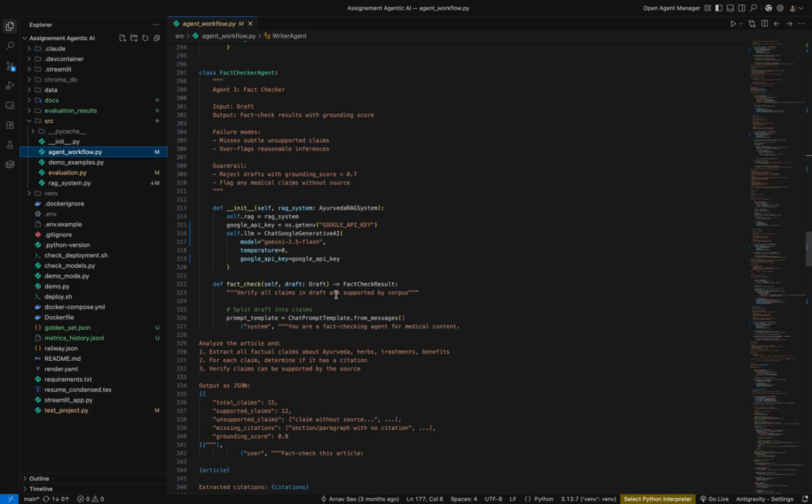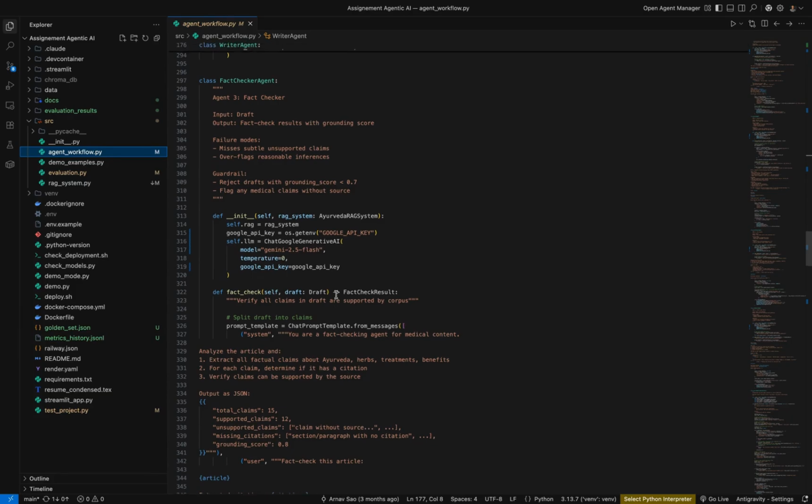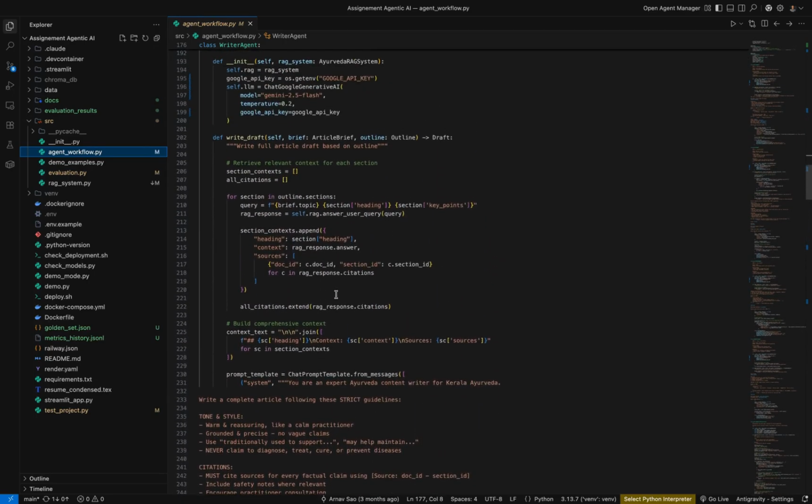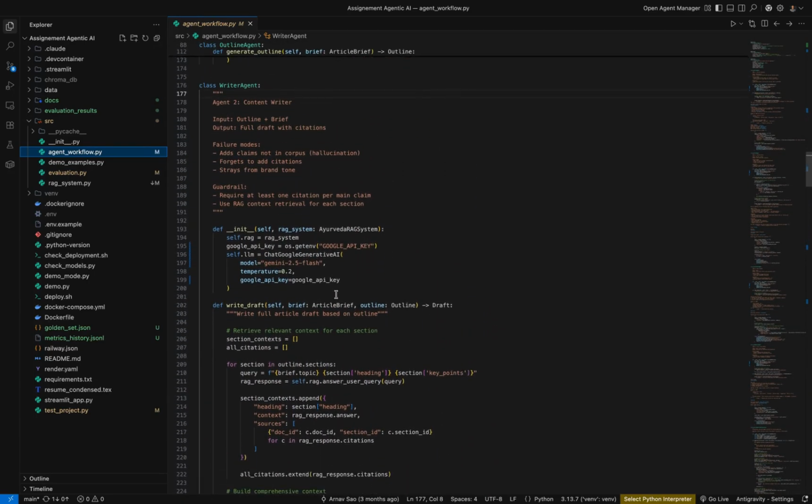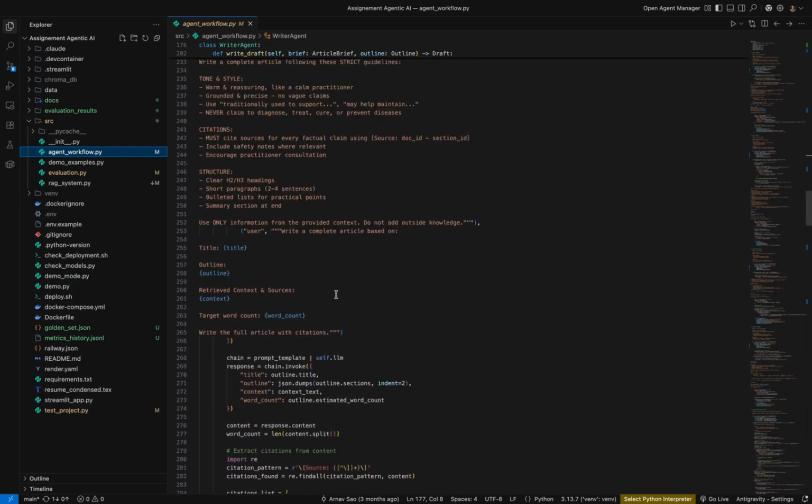Third, agentic guardrails. The fact checker agent. This is my favorite part of the agentic workflow. After the writer agent drafts an article, the fact check agent extracts all the factual claims, and I implemented an auto-reject threshold. If the grounding score falls below 0.7, meaning too many claims are unsupported by the retrieval context, the system fails the draft. This is a critical quality gate for medical AI.